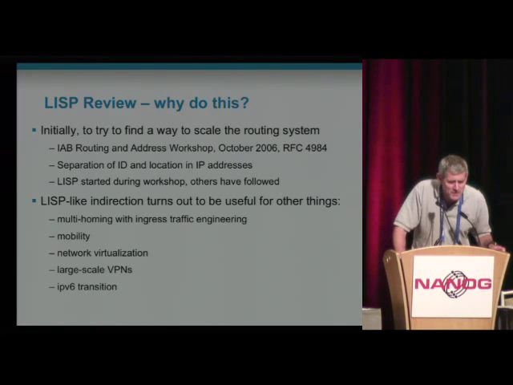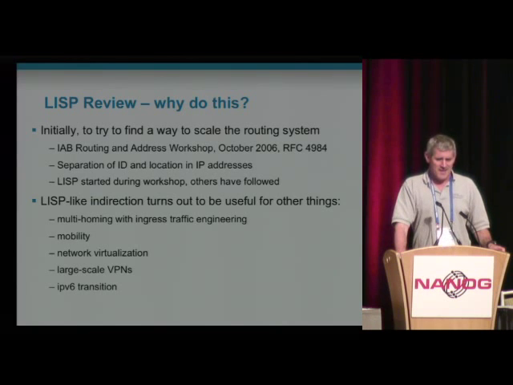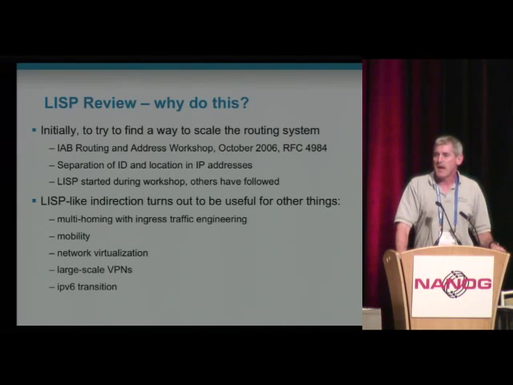I hope my eyes are good enough to read these slides. But anyway, the first question to ask is, why are we doing this? Why did we start doing this? Well, initially, this was work that was spurred by a workshop in 2006 looking at growth of the global routing state in the internet. There was some concern, and we decided to look at solutions. One of the solutions that came out of that was LISP. That was the IAB Routing and Addressing Workshop in October of 2006.